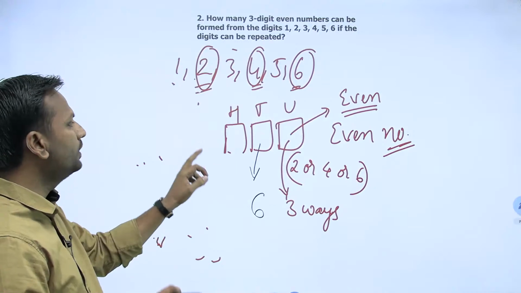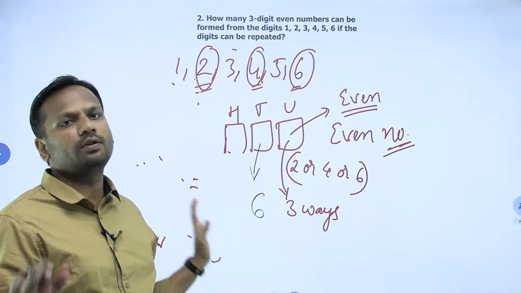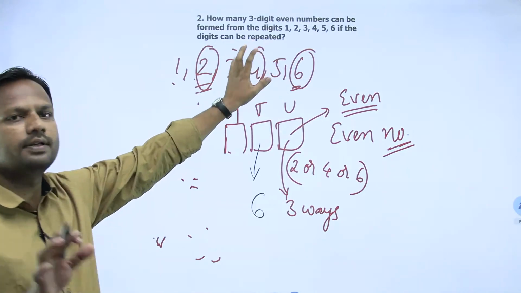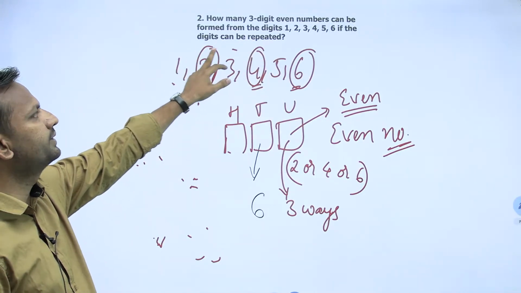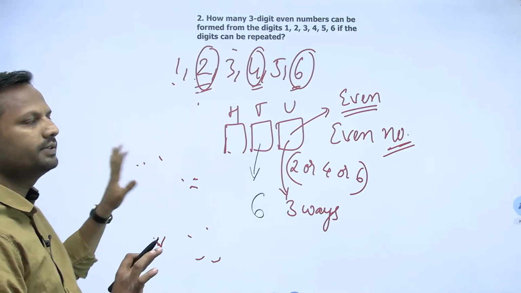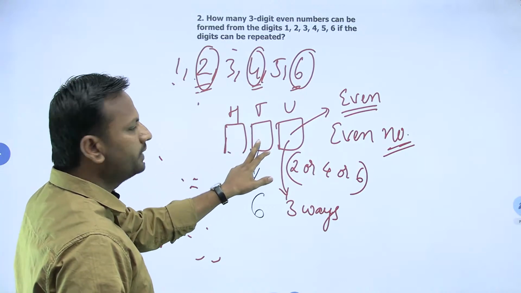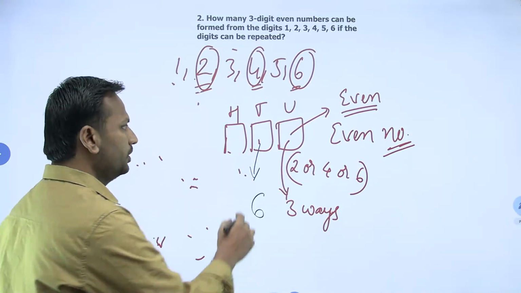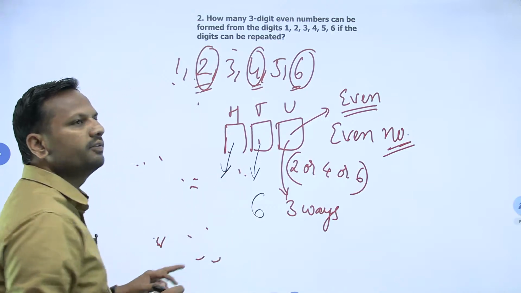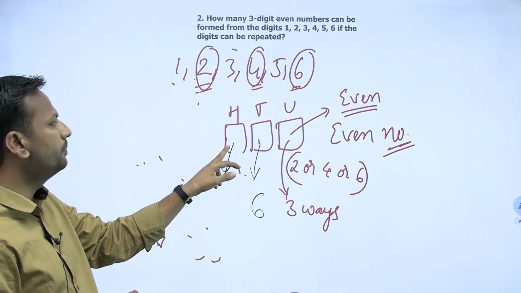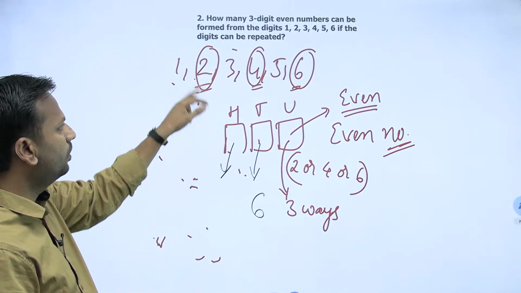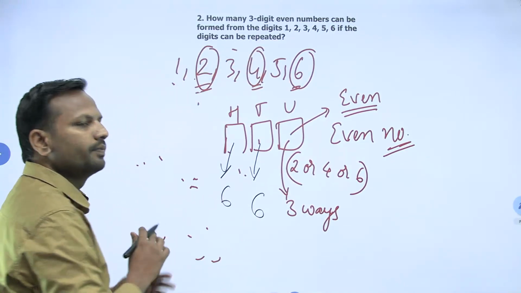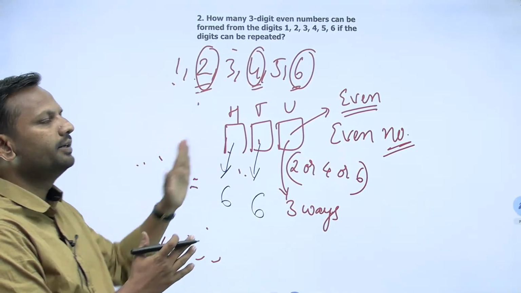Suppose I have used the number 3 in the tens place, I have the liberty that once again I can use the number 3 in the hundreds place also. Why? Because they are saying repetition is allowed here. If the digits can be repeated, if I use the number 3 in the tens place, once again I can use it here, or I may not use the number 3 in the hundreds place. So how many ways can I fill the number in the hundreds place now? Either 1 or 2 or 3 or 4 or 5 or 6. In 6 ways I can fill the hundreds place.